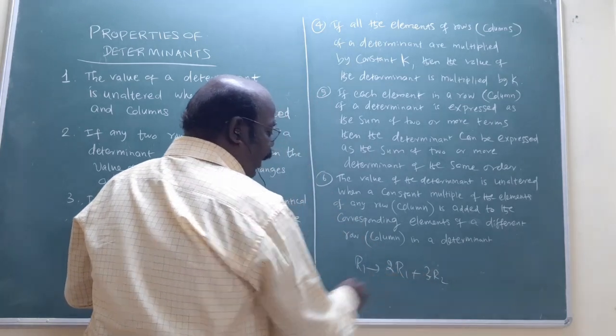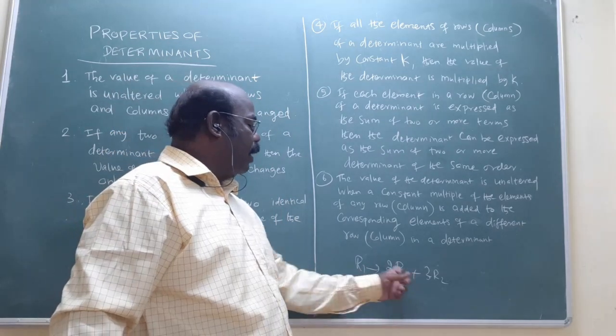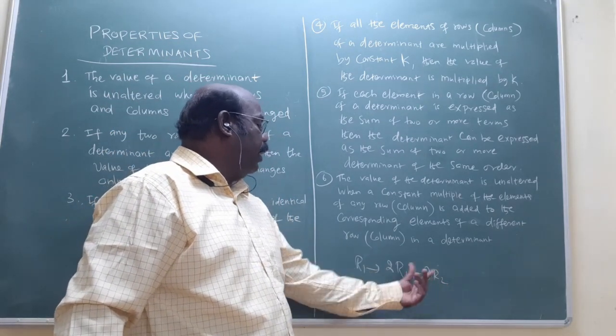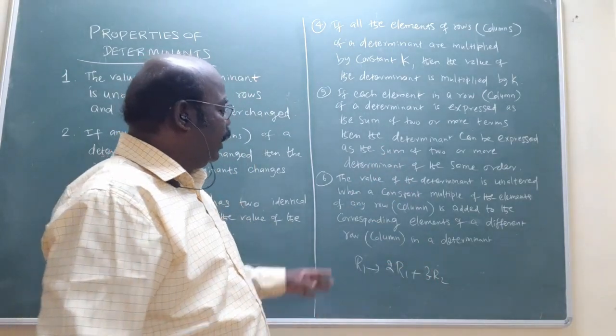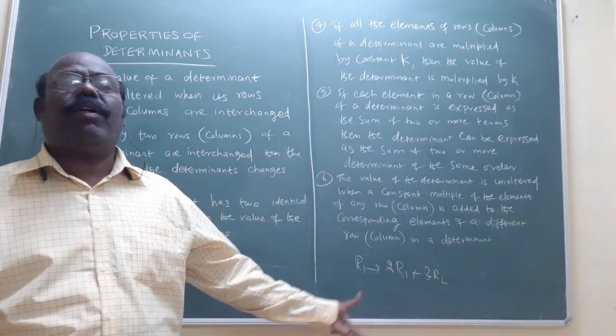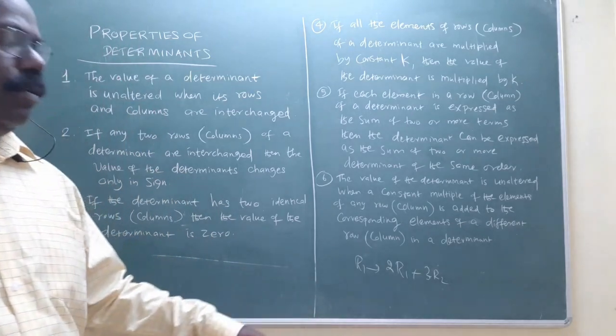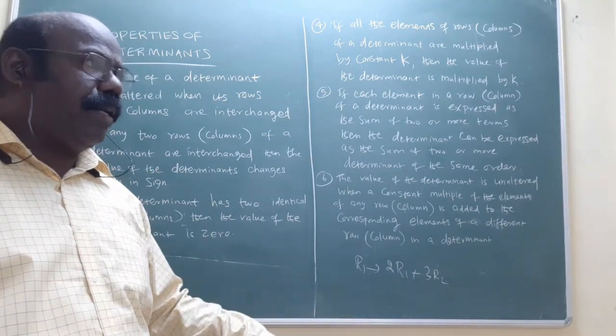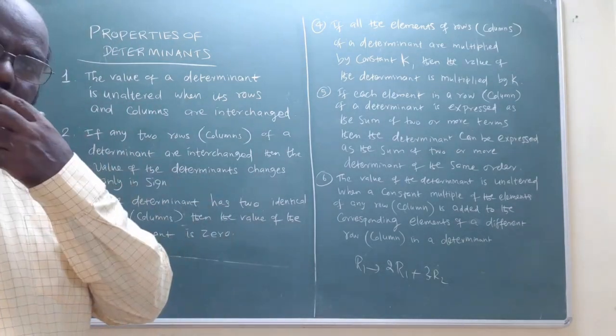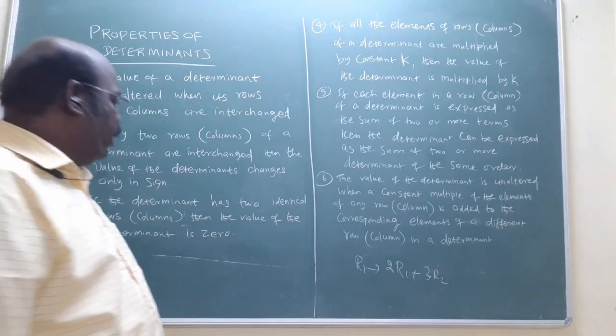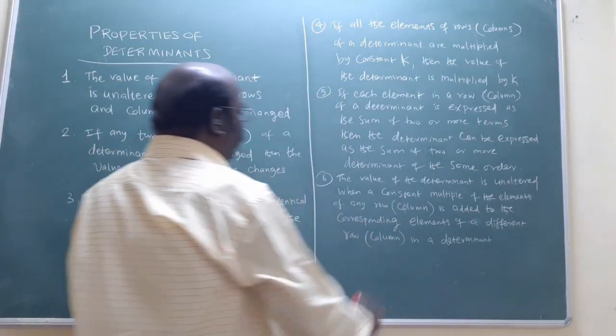R1 is going to be changed. R1 is multiplied by 2, R2 multiplied by 3, the value will be equal. The denominator, you will use any other idea. Multiply by 2, divide by 2, adding, subtracting, you will do any one of them. Any other row or column you will do in any method. That's why this is one of the problems.